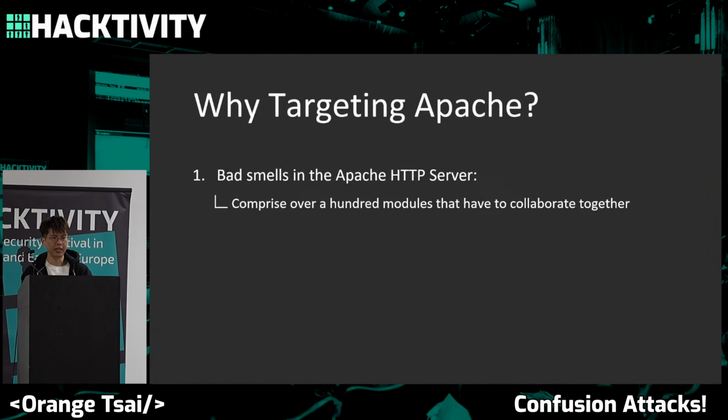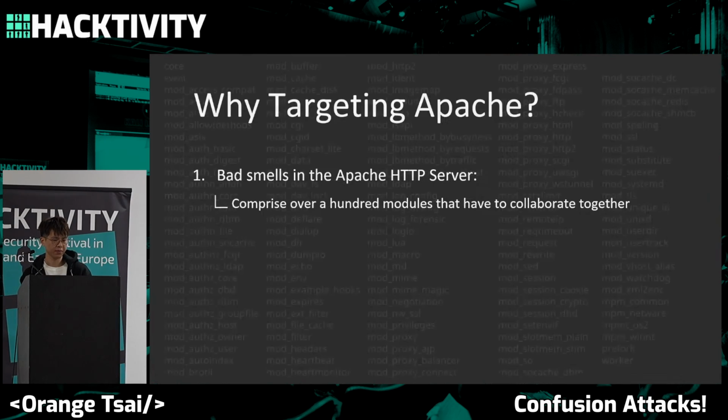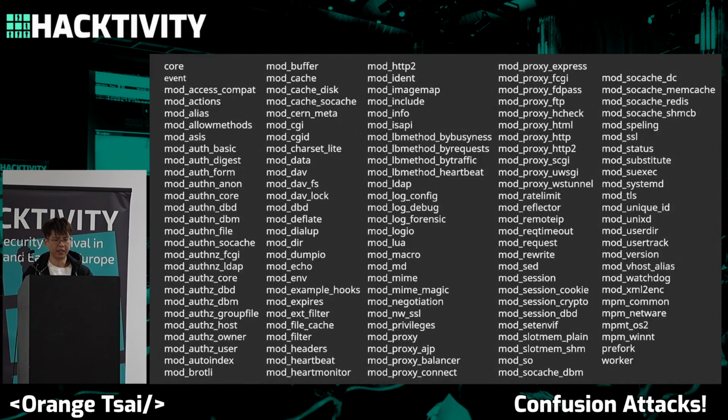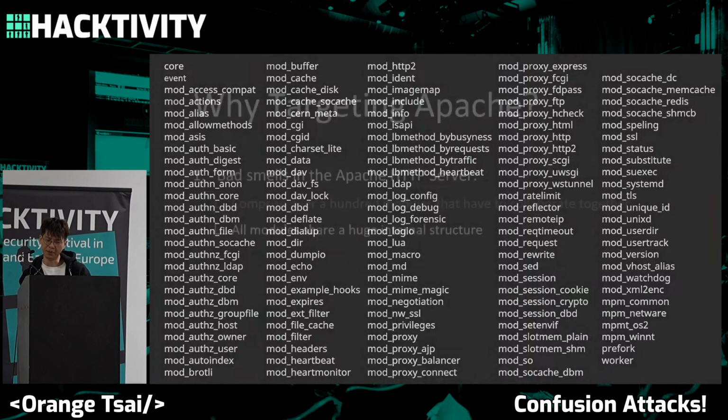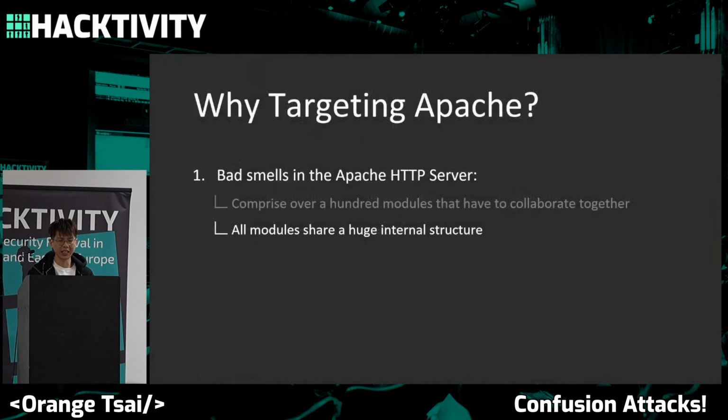First, Apache is comprised of over 100 small modules. The source code includes 136 modules, and about half of them are either enabled by default or commonly used by website web servers. And what's even more surprising is that these modules also share a very large structure while working together.